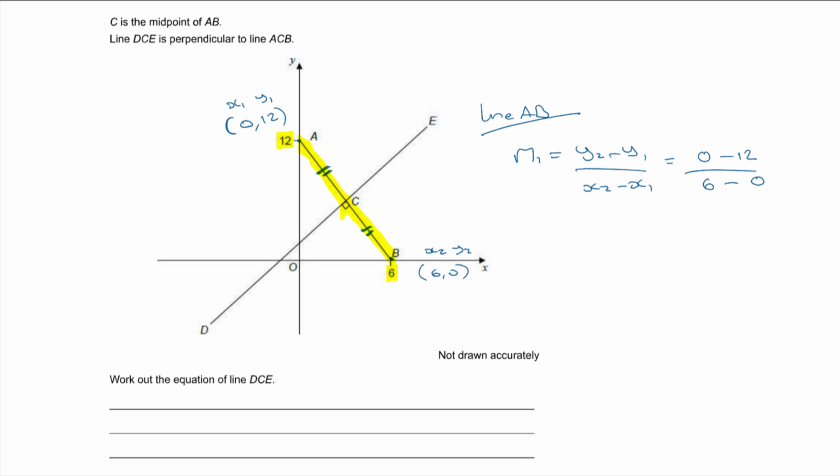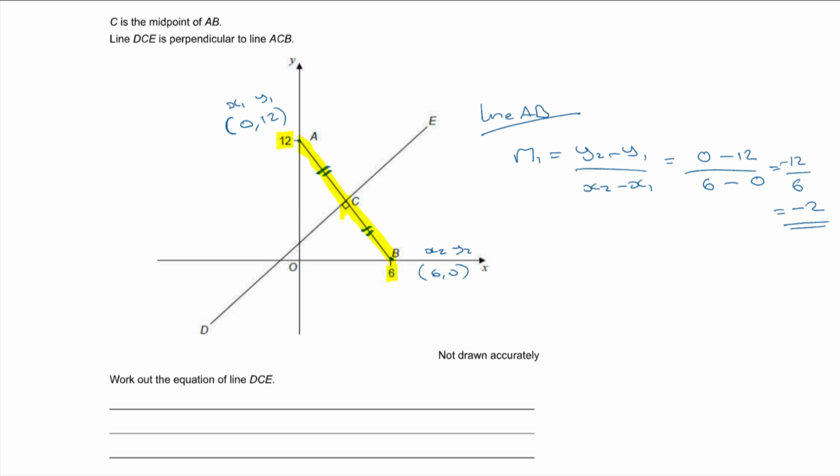Now, does it matter which way round I label x1, y1 and x2, y2? No, but I did it so that the negative sign would end up on the top because that's just a bit neater. So I've got 0 minus 12, which is minus 12, and 6 minus 0, which is 6, and negative 12 divided by 6 is negative 2. So the gradient of my line AB is negative 2.